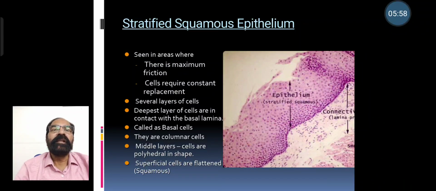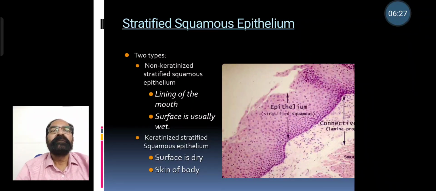Stratified squamous epithelium is seen in areas where there is maximum friction, where cells require constant replacement. Several layers of cells, the deepest layer of cells are in contact with the basal lamina, called basal cells. They are columnar cells. Middle layer cells are polyhedral in shape, and superficial layers are flattened, which are called squamous.